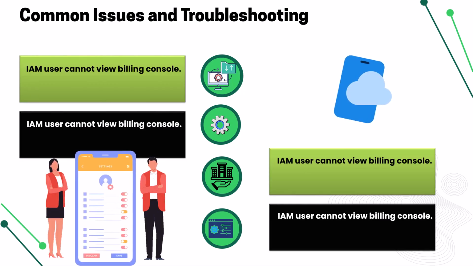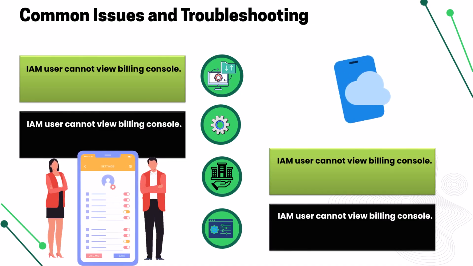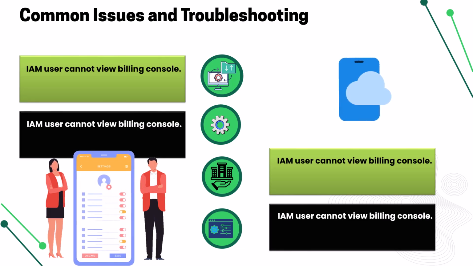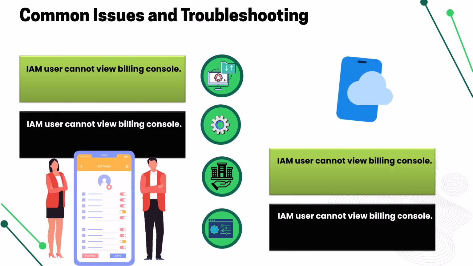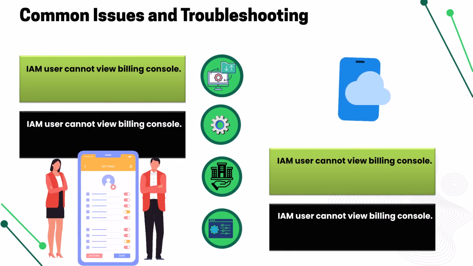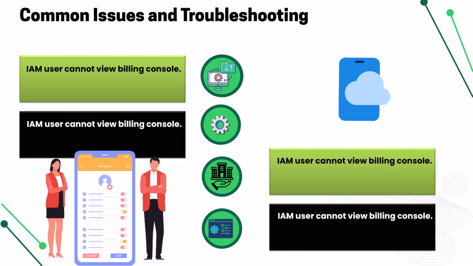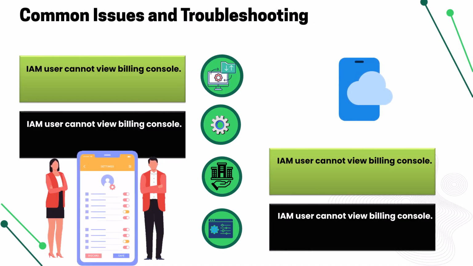The inevitable troubleshooting section. Because let's be real, things never work perfectly the first time. If the IAM user can't see the billing console, check if the policy is correctly assigned. Double check those permissions. Sometimes, a simple tweak can save hours of frustration. And patience is key. Policy updates might take a while to kick in, so give it a moment before panicking.